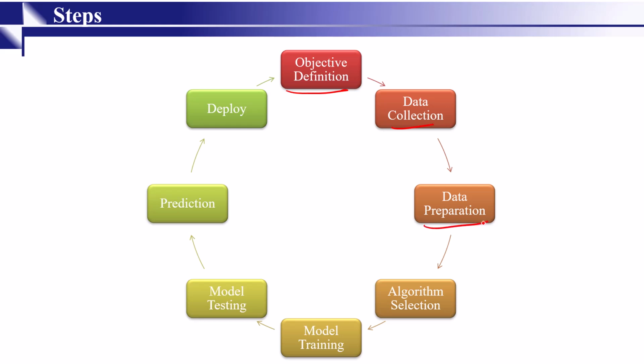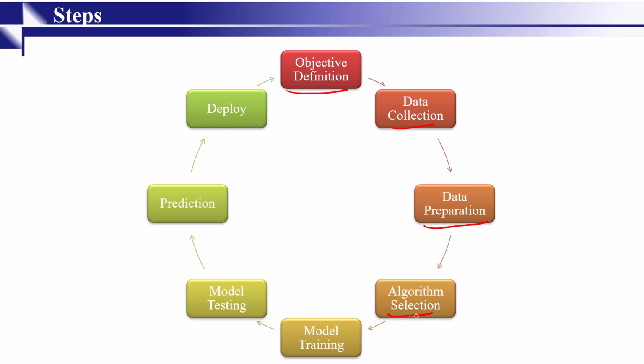Then we come to the data preparation. This involves cleaning and preprocessing the data to make it suitable for modeling. Tasks include handling missing values, normalizing data, and feature engineering. Also, in this step, statistical methods are often used to identify outliers, understand relationships between variables, and transform data into a usable format. Then we can go for algorithm selection.